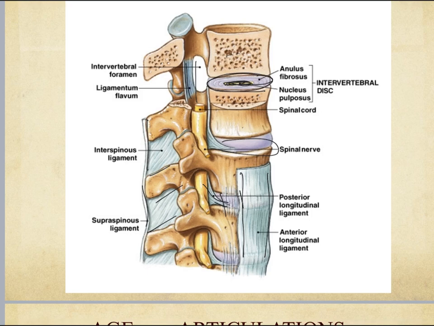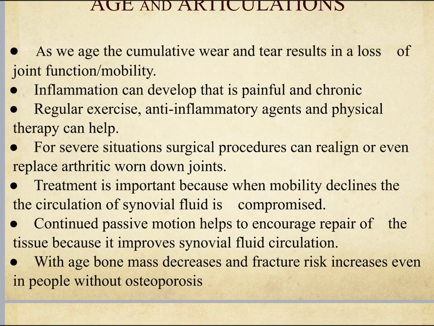Now let's talk some pathologies. What happens when we get older and our joints, our articulations? As we age, the cumulative wear and tear results in a loss of joint function and mobility. As a result, inflammation can develop, and this is typically painful and chronic, meaning long-lasting. Again, regular exercise, anti-inflammatory agents, and physical therapy can help this. For severe situations, surgical procedures can realign or even replace arthritic, worn-down joints.